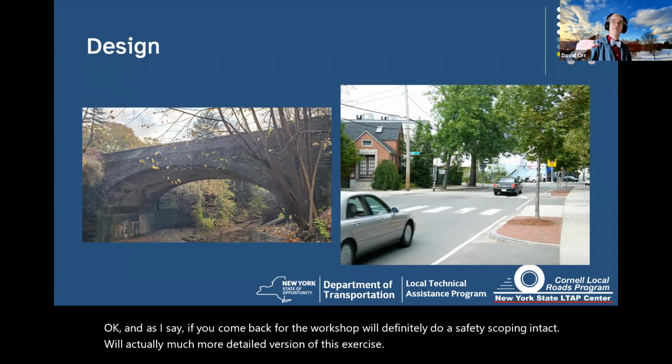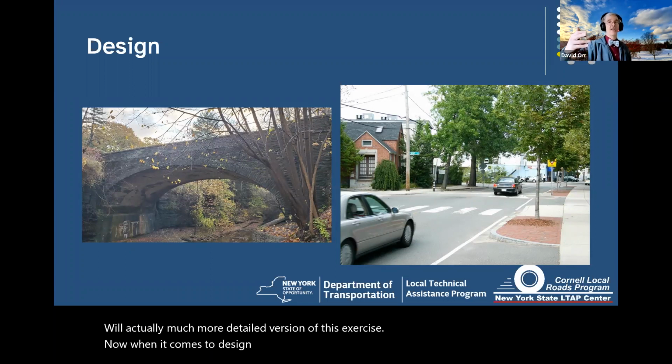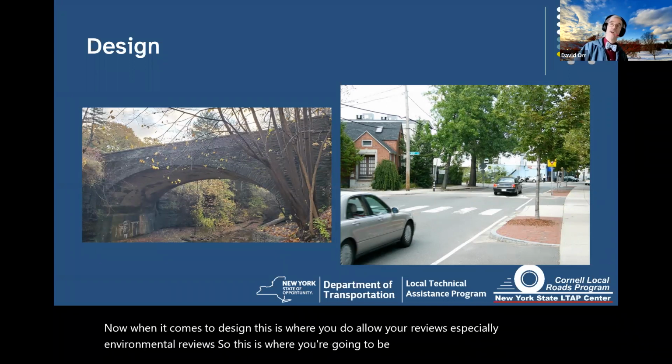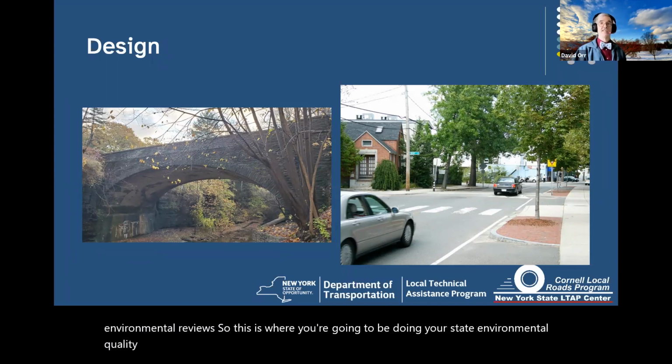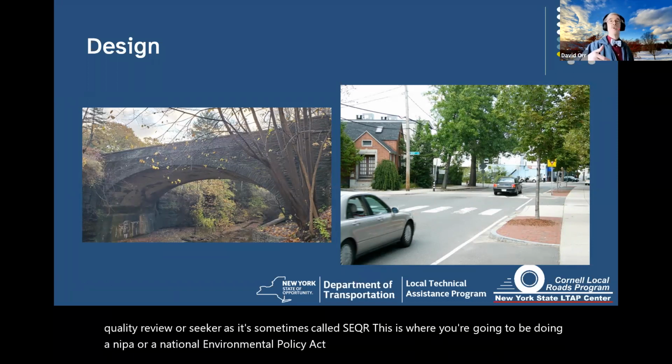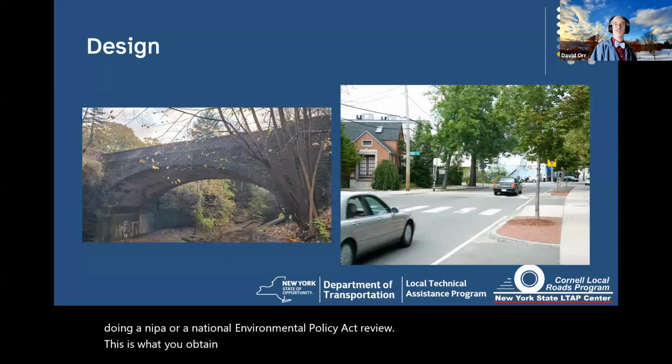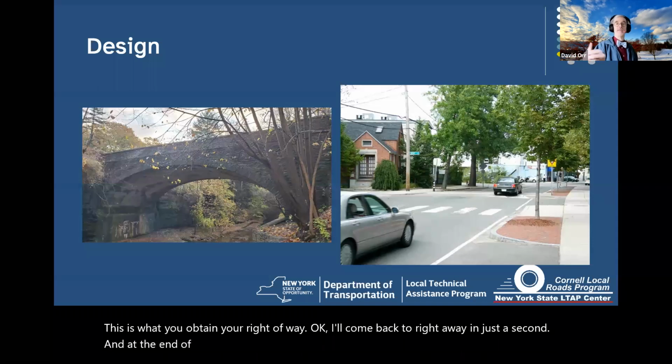Now, when it comes to design, this is where you do a lot of your reviews, especially environmental reviews. So this is where you're going to be doing your State Environmental Quality Review, or SEQR, as it's sometimes called. This is where you're going to be doing a NEPA, or National Environmental Policy Act, review. This is where you obtain your right-of-way. We'll come back to right-of-way in just a second. And at the end of this process, just before we finish, is where you produce what everybody calls PS&E.